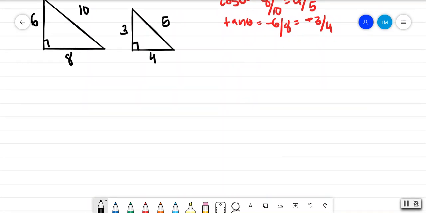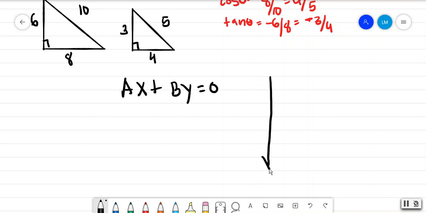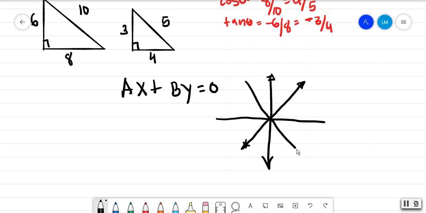Now, one of the next things we can look at is how do you find the trigonometric functions when you're given a linear equation? Because if we look at an equation in the form of ax plus by equals 0, I know that in the x and y plane it's going to be either a positive line that looks something like that, or a negative line which looks something like that.